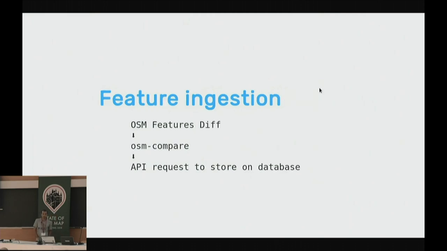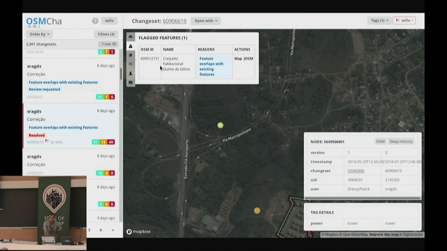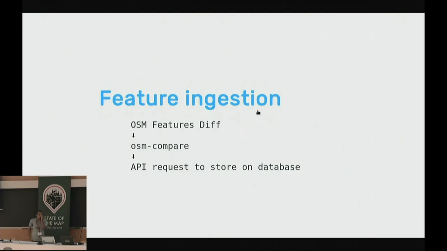We have also the feature ingestion. As you can see here, we can flag some features inside the changeset. It's made basically by another project named OSMCompare. It's a set of functions that will analyze every edit, every feature that is created, modified, or deleted in OpenStreetMap. And if we find something like, for example, in that case that I showed, a building intersected with a road, or a highway with a very sharp angle, or other cases of features that you can classify as bad, we flag those features and store them in the database by an API request.